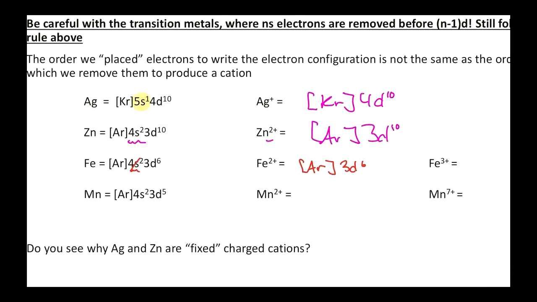Iron 3 plus, on the other hand, is the most common form of ionic iron. So we need to lose one more electron. We already removed two, let's get the third one to make iron 3 plus. Where's the only available electron? The d. So instead of 3d6, it's now going to be 3d5. So we're going to remove one more electron, and so this is going to be argon 3d5.